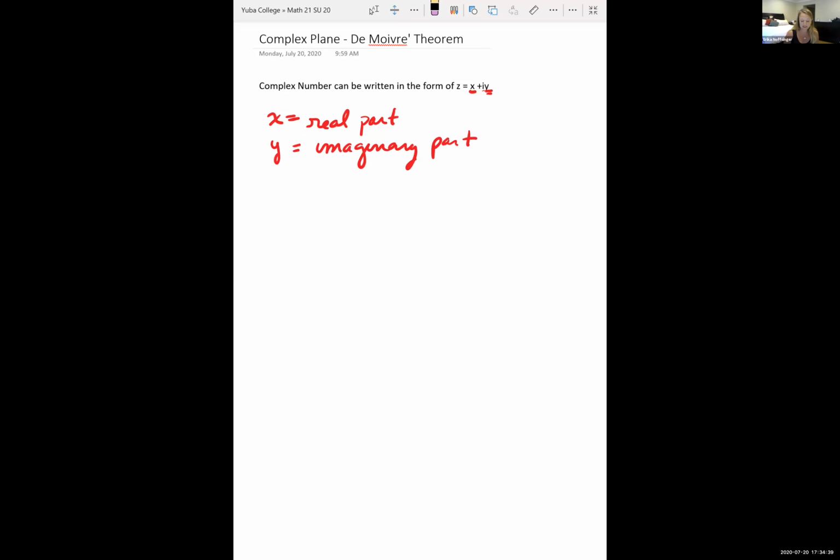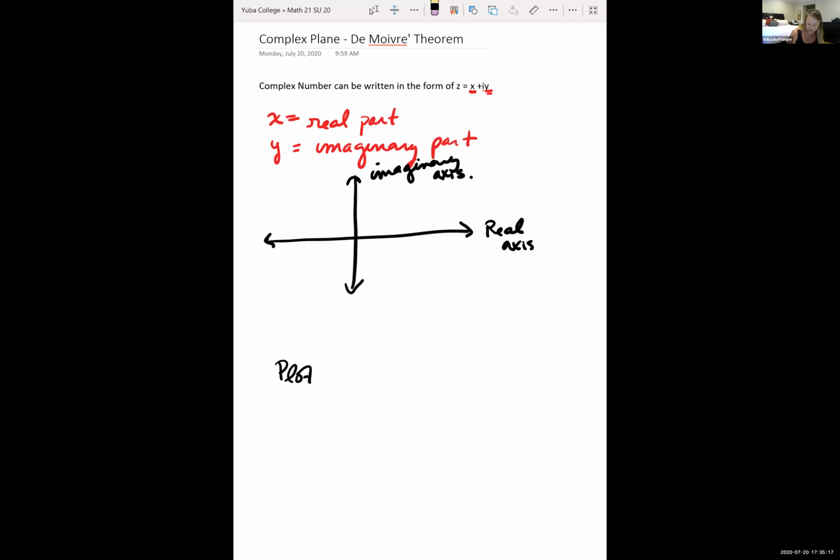So graphing complex numbers, basically it looks like the rectangular coordinates. The x-axis represents your real number, and the y-axis represents the imaginary number. So this is our real axis, imaginary part. So if they wanted us to plot z equal to, I don't know, 2 plus 3i. Okay, so our real part is 2, our imaginary part is 3.